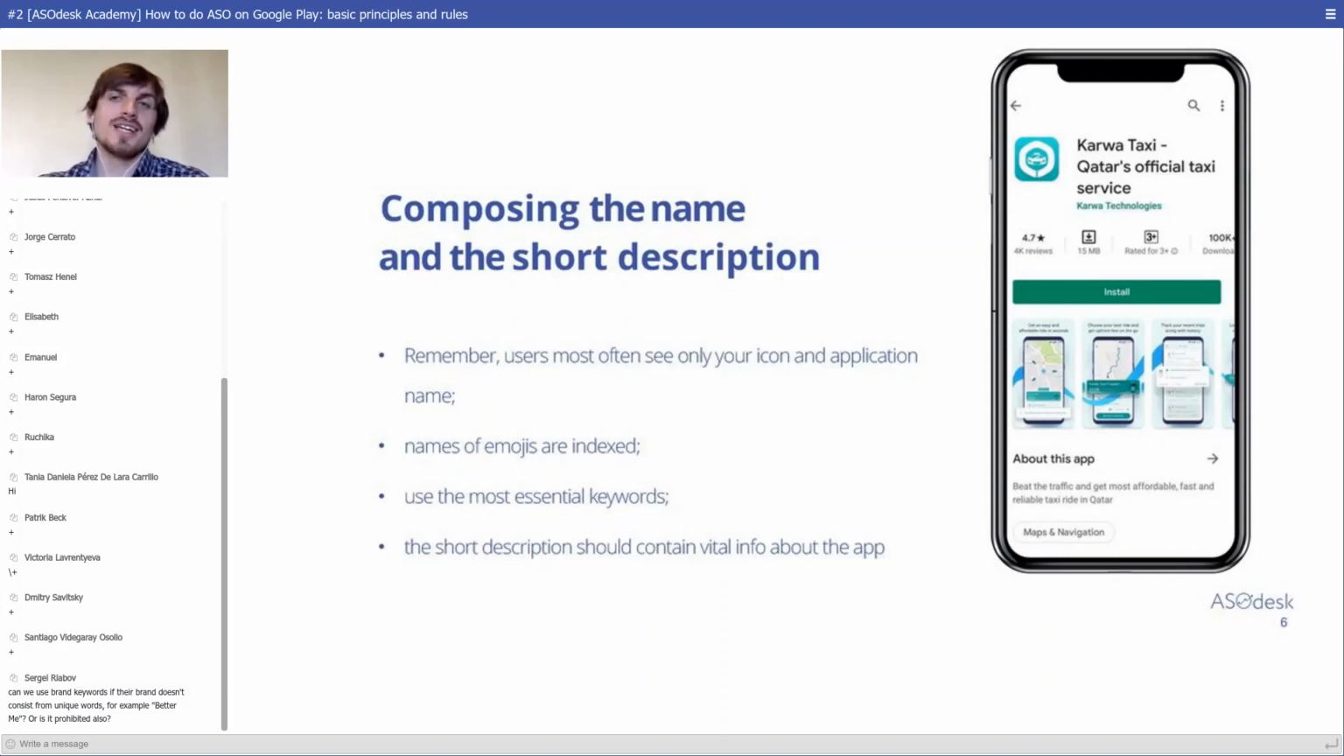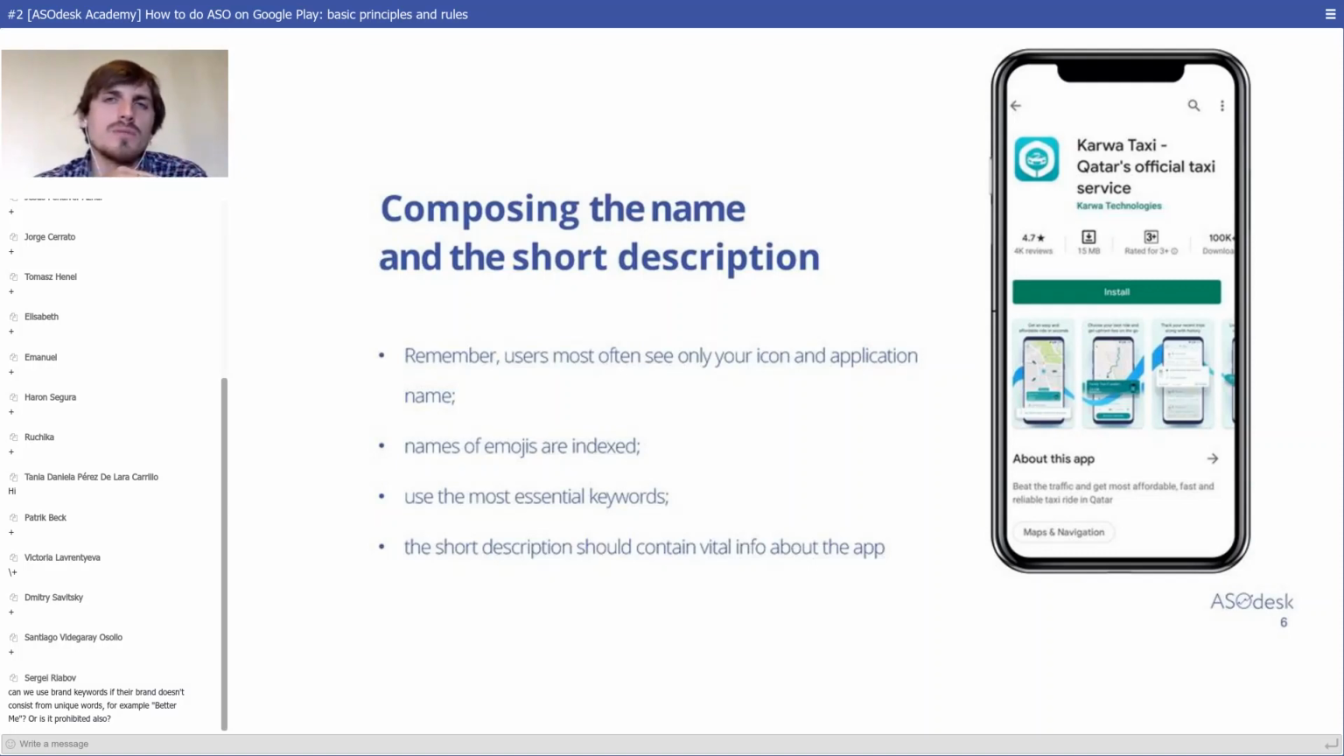However, the thing is that they are simply using the word taxi 2 times in this title. So that's a good example of how to create a title which is perfect from the ASO point of view, and this title is perfect from the general point of view. This title clearly states this is a Careem taxi from Qatar, and that's an official taxi service. Everything is clear.